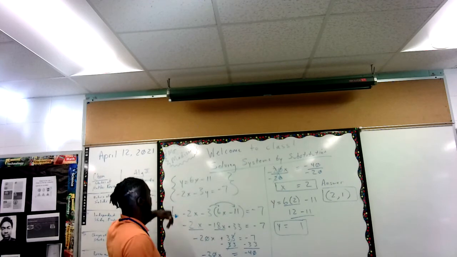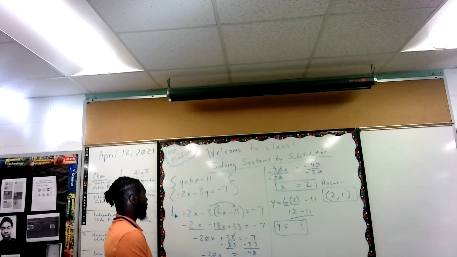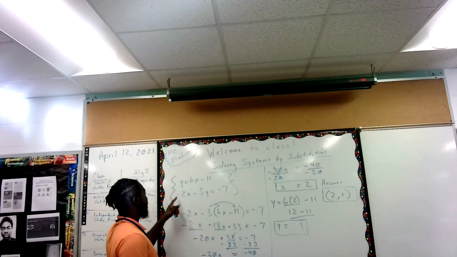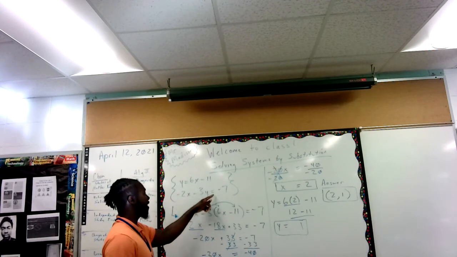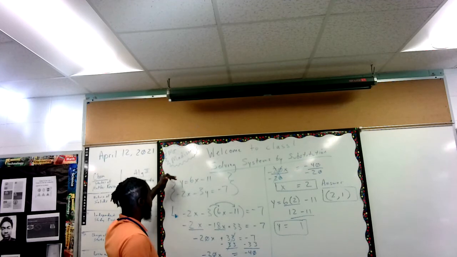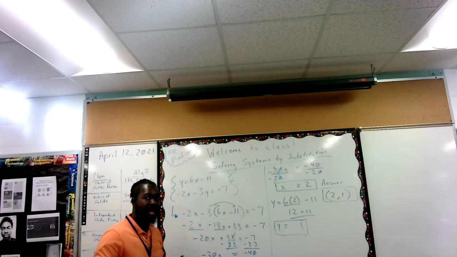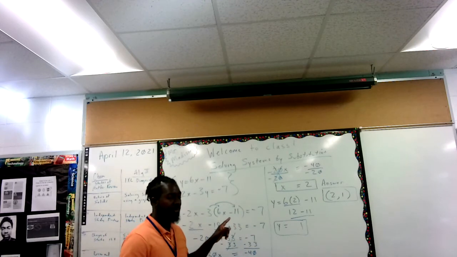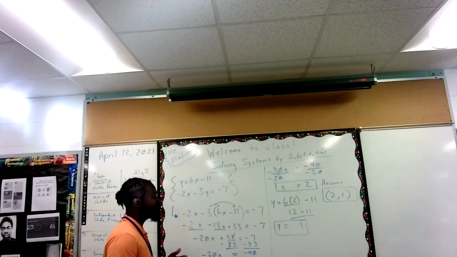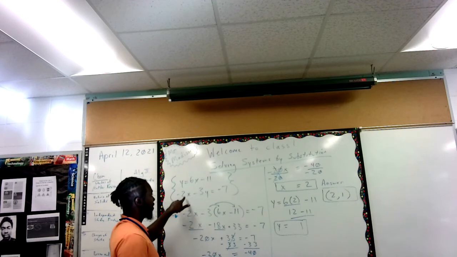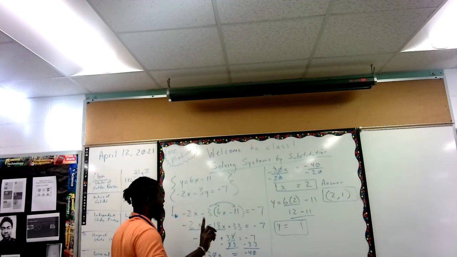A system is like the two equations, okay? We have y equals 6x minus 11. And then we have negative 2x minus 3y equals negative 7. This one is written in that slope-intercept form. This one is written in the standard form. But that does not matter because we're using substitution. If we were using the other method, the graphing method, we would have to switch this into this form. But we don't have to do that this time.